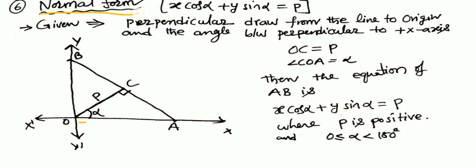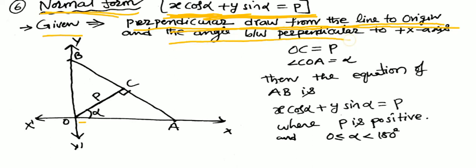Normal form. Normal means perpendicular. The formula is x cos alpha plus y sin alpha is equal to p. What will they give? The perpendicular drawn from the origin to the line, and the angle between the perpendicular and the positive x-axis. If you do not understand these two lines, I will explain in the diagram clearly.